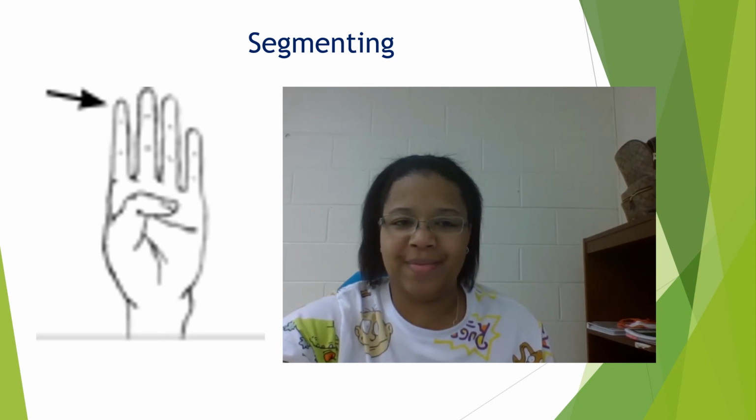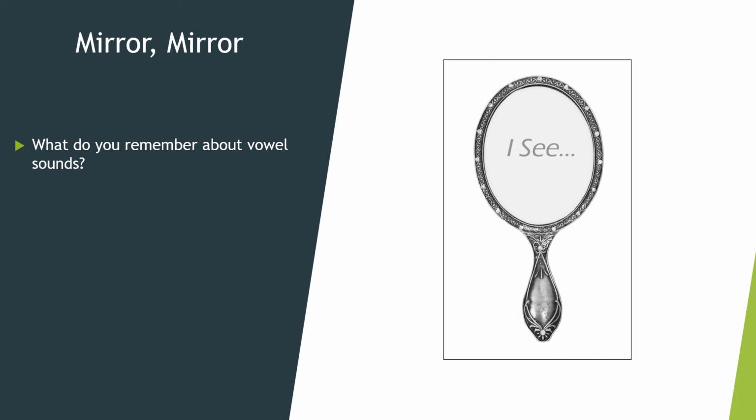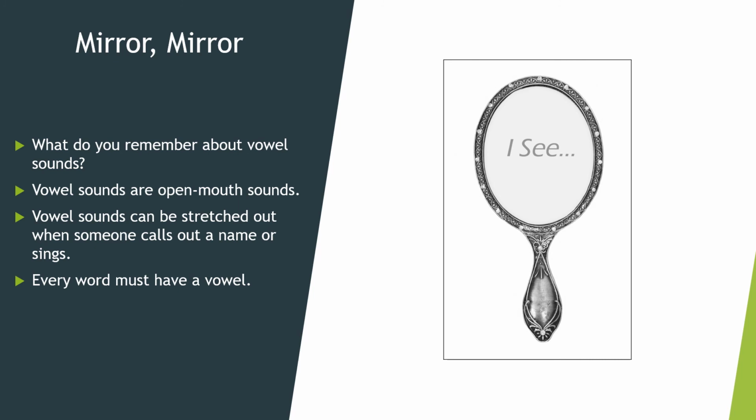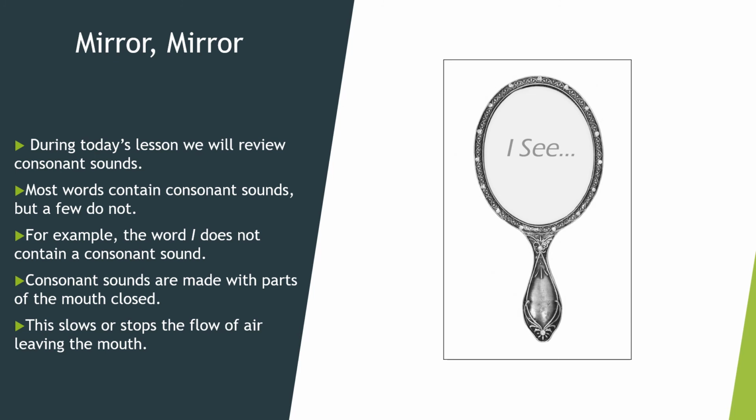Good job. What do you remember about vowel sounds? Remember, vowel sounds are open mouth sounds. Vowel sounds can be stretched out when someone calls a name or when they sing. Every single word must have a vowel. During today's lesson, we will review consonant sounds. Most words contain consonant sounds, but a few do not. For example, the word I does not have a consonant sound. I is a vowel sound.